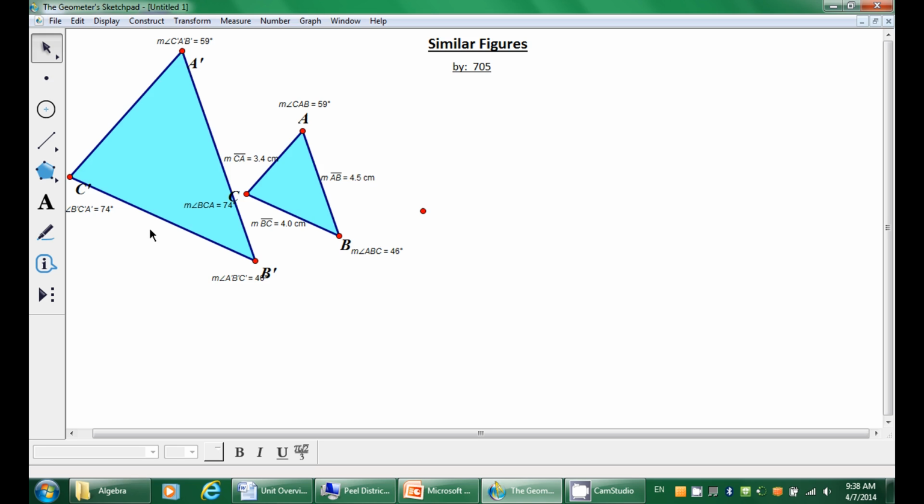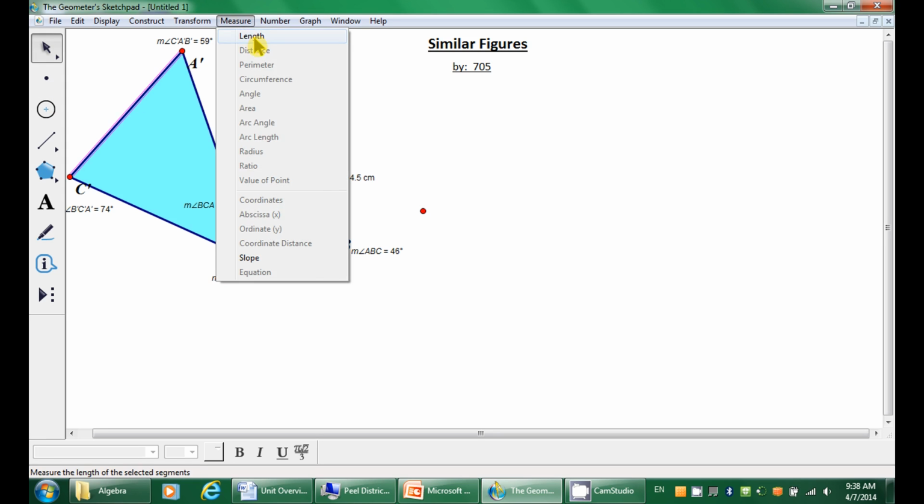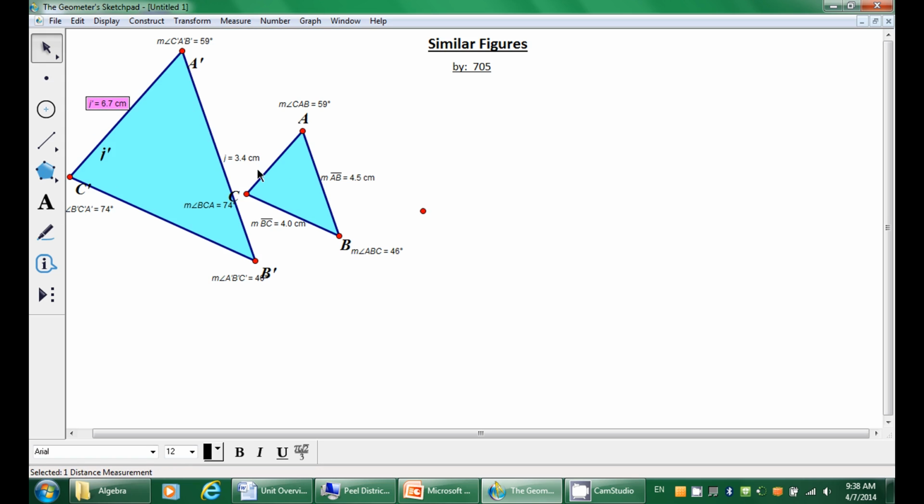Now, is that going to be true for the sides? Let's see. I hope you already have an answer in your head. All right, let's click on the first side, side CA, or in this case, side C prime A prime. Measure length. Okay, so let's look at these two measurements. The first measurement here, Geometry Sketchpad called side J, was 3.4 centimeters. And then in my enlarged diagram, I get J prime equals 6.7.